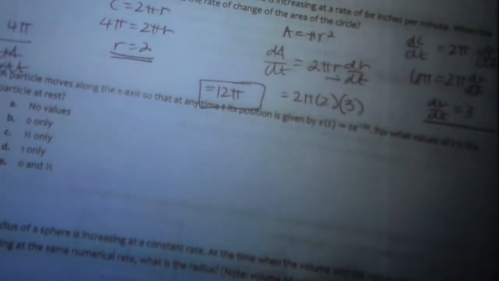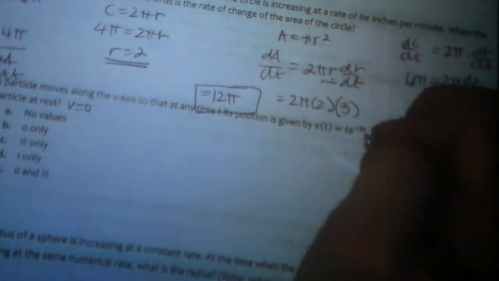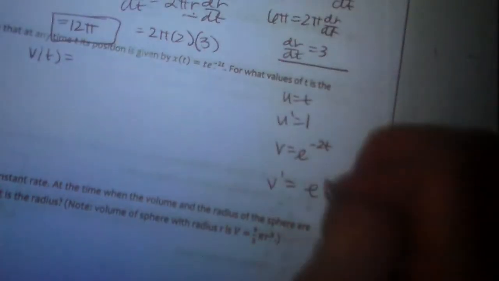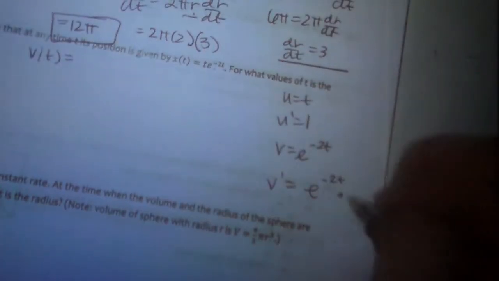A particle moves so that this is its position, when is it at rest, so set velocity equal to 0. First you need to find velocity. This is going to be product rule, so v of t. If you need to do it off to the side, u is t, u prime would just be 1, v is e to the negative 2t. v prime, the derivative of e to the something is e to the something, but then times the derivative of the inside, which would be negative 2. So then we've got our u prime v plus u v prime.